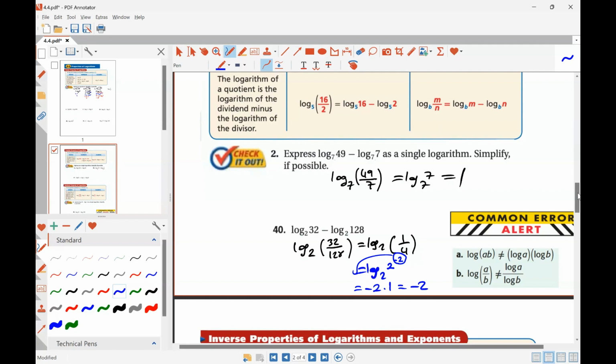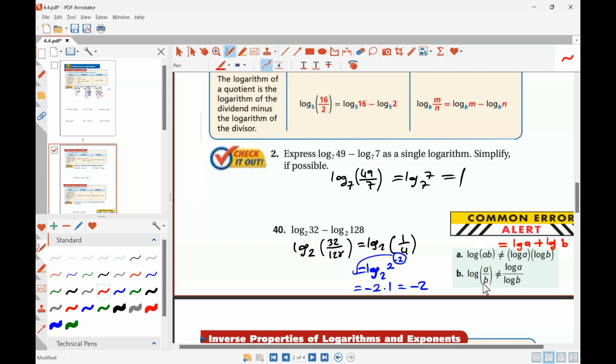We covered three properties. In the last two properties, we should be careful about the common mistake here. Sometimes students use the property in a wrong way. For example, log of a times b is not equal to log a times log b. It is equal to log base 10 of a plus log base 10 of b. We are supposed to add them. We are not multiplying them.